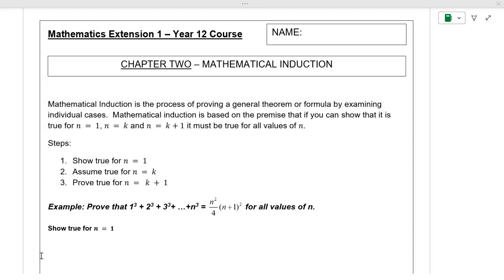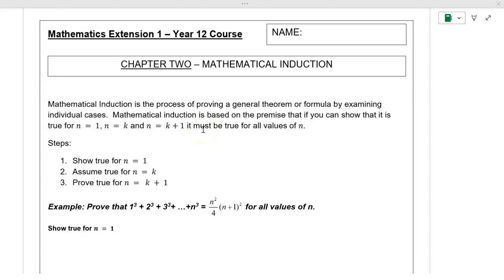So what we're looking at is mathematical induction, and it's a process of solving or proving a general theorem by examining individual cases. It's based on the premise that you can show that it is true for n equals 1. Then we assume it's true for n equals k. We prove it again true for n equals k plus 1, and therefore it's going to be true for all values of n after that.